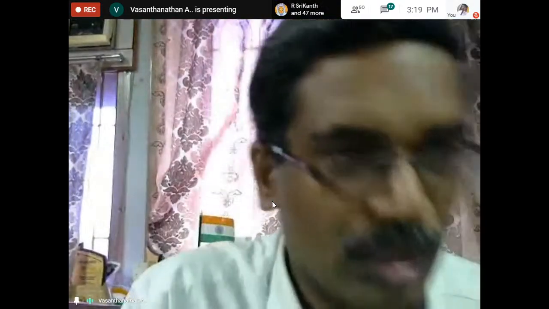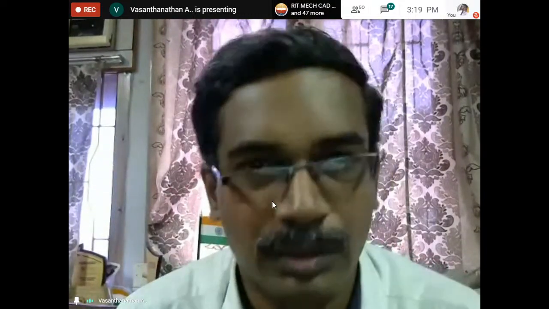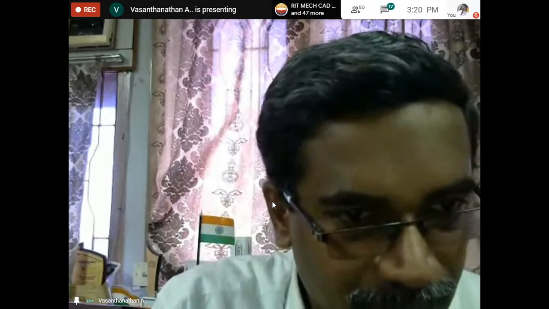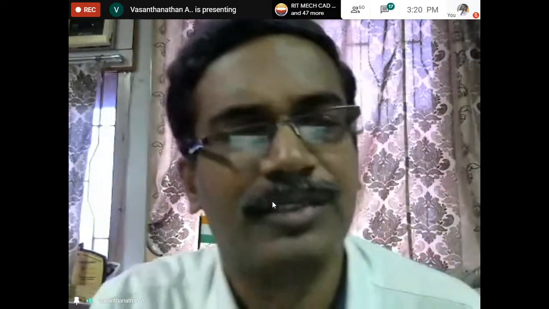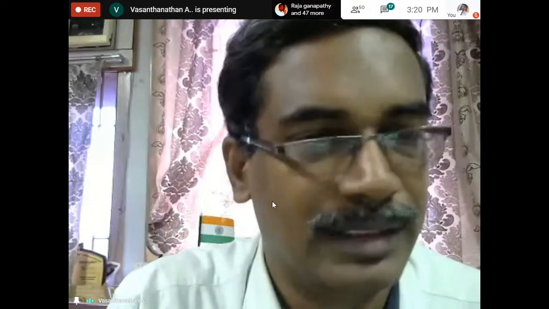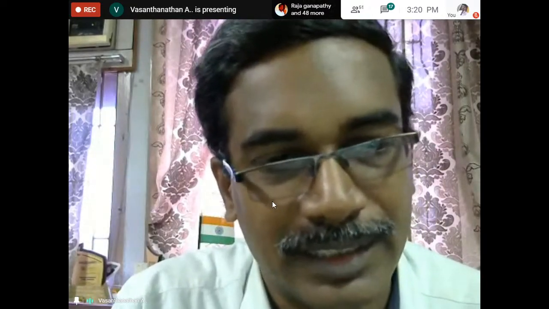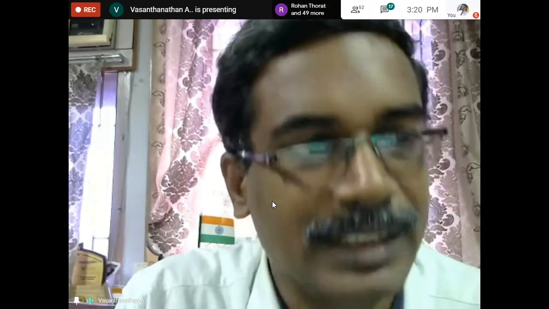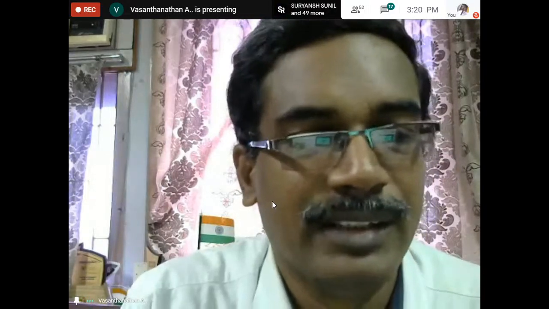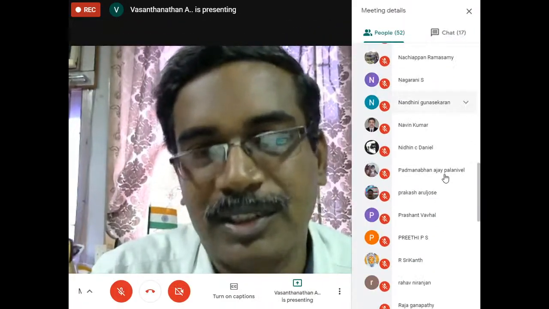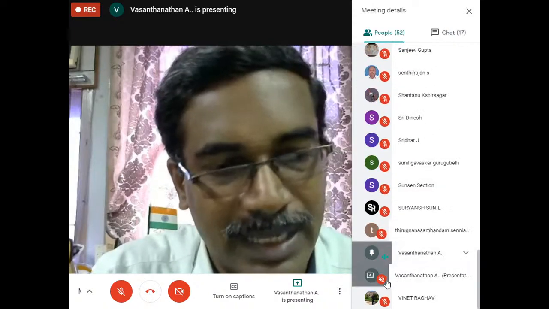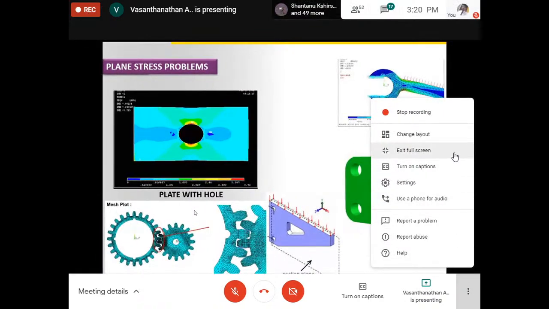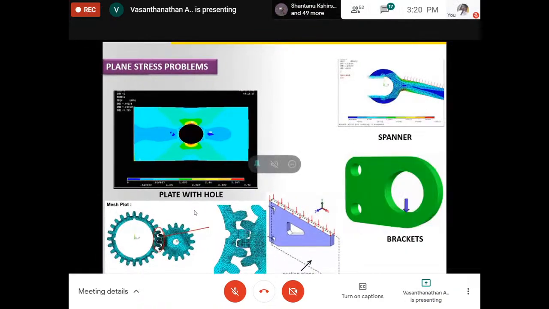Okay, so if you have a plate with hole, the length and breadth, if you compare with the thickness, the thickness is very small. So you can neglect the thickness direction. This is the solved example. You are seeing the stress concentration occurring here. You can have brackets, you can have a spanner, you can have any mechanical components having less thickness. So no need to model it as 3-dimensional. You can simply model it as 2-dimensional.